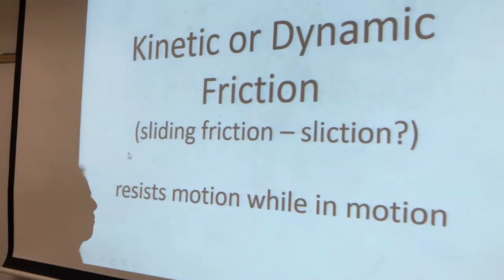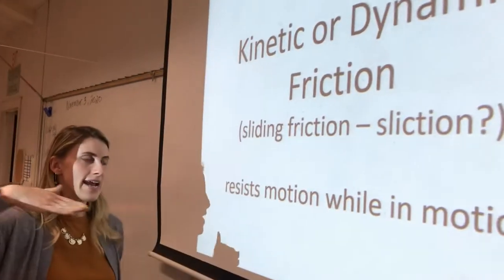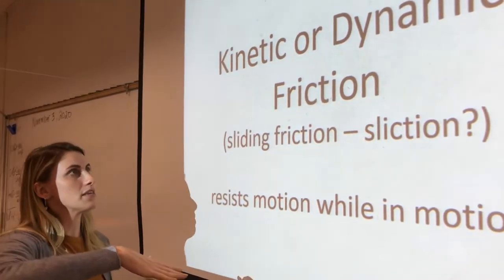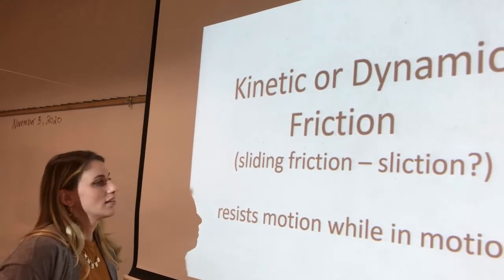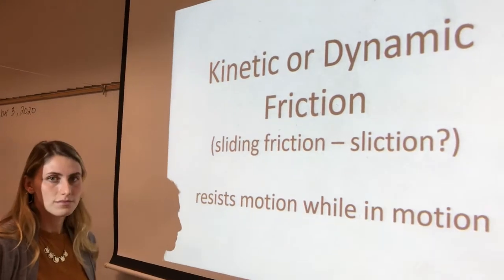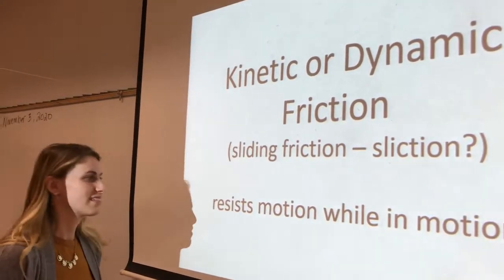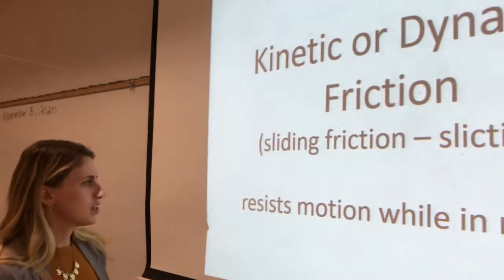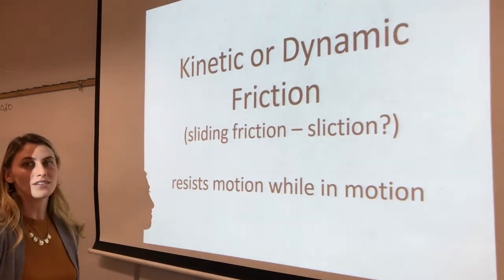Kinetic or dynamic friction is the sliding friction. So when something is sliding, it's the friction that an object experiences as it's moving. When we were pulling on the block with a spring, it built up to a maximum amount of force. Then when it started moving, it was less force. So this resists motion while in motion.